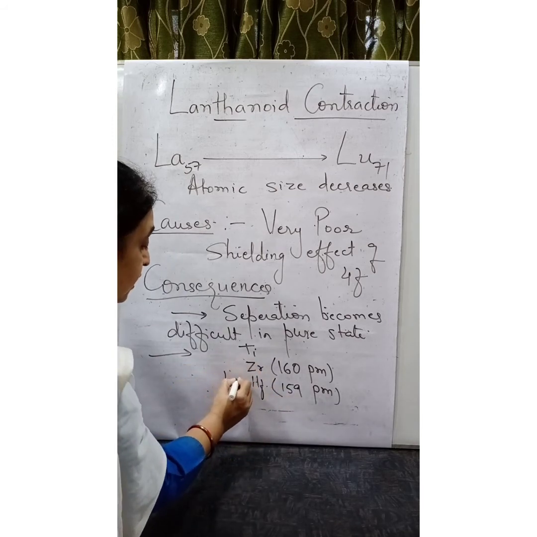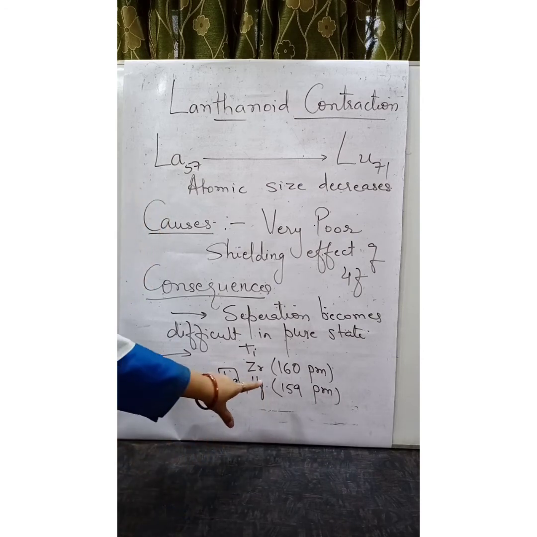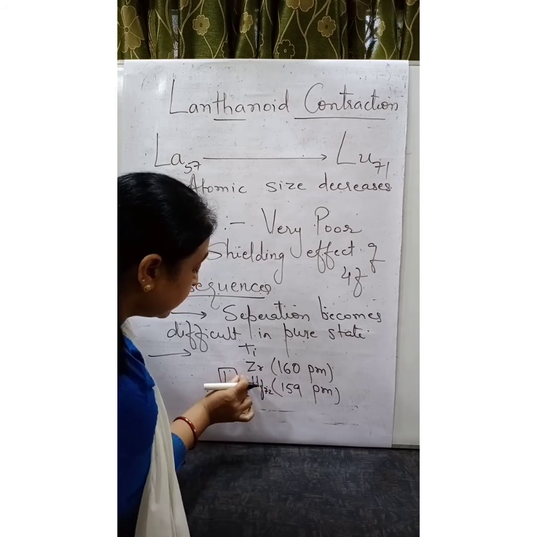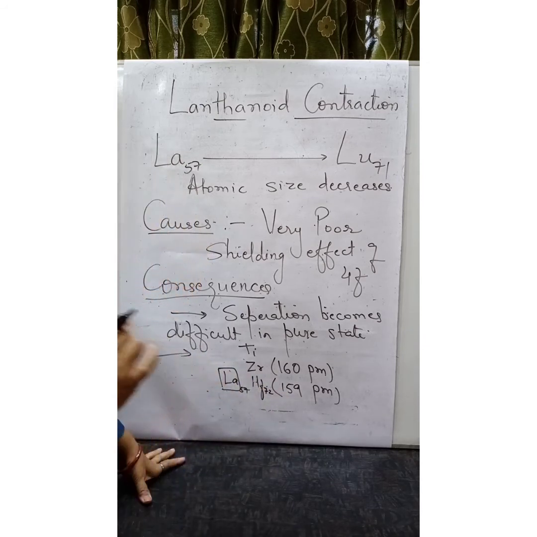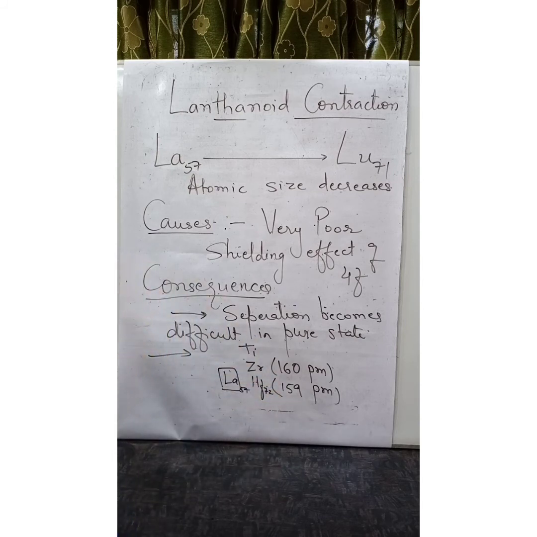Here there is lanthanum, atomic number 57, and hafnium has atomic number 72. So in between is the lanthanoid series. So the effect of this is felt by hafnium also.